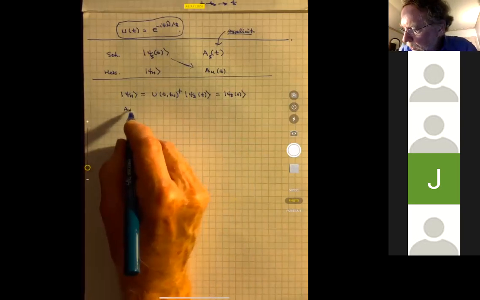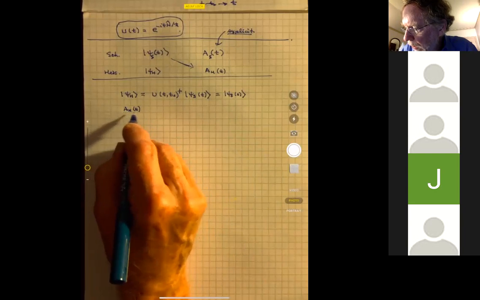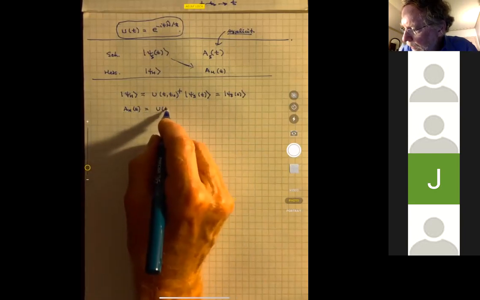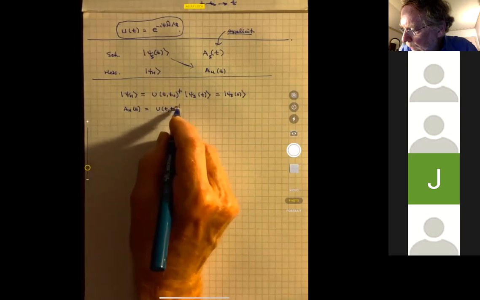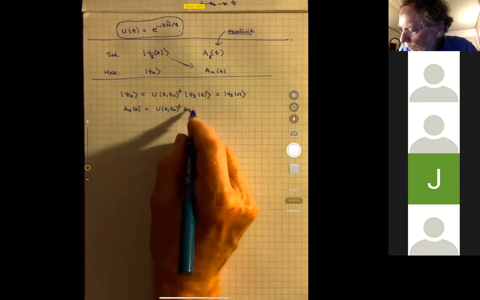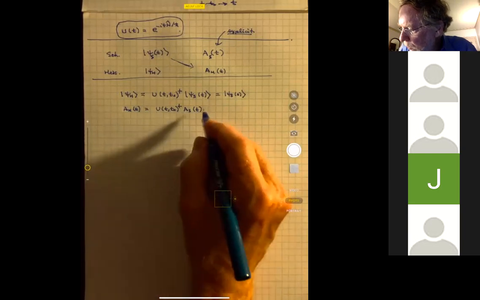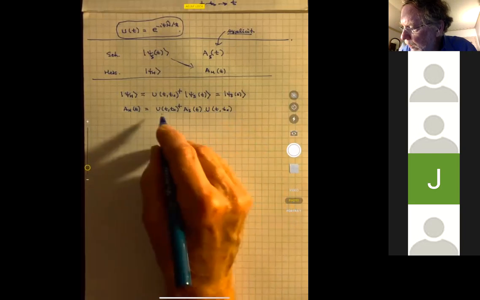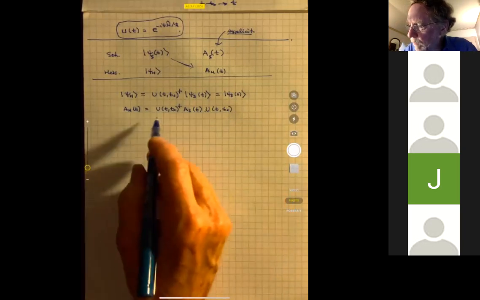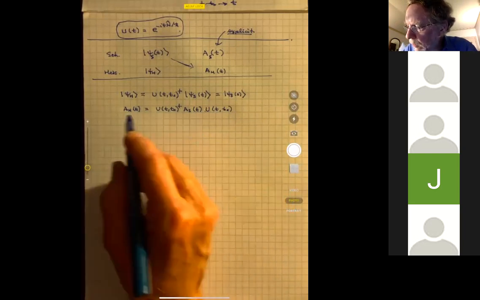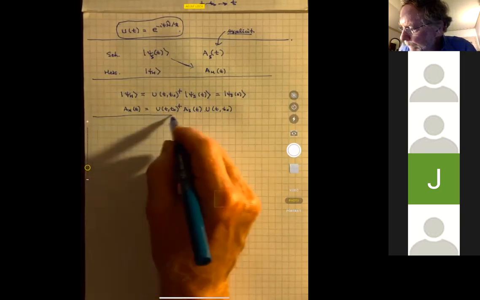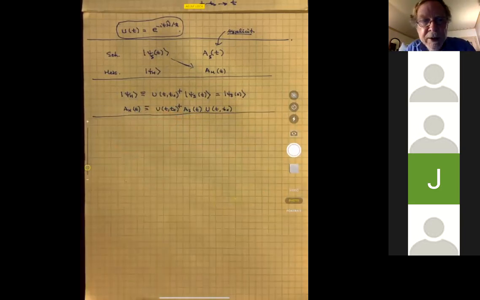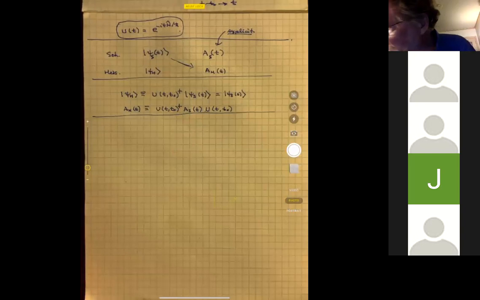Operators in the Heisenberg picture, on the other hand, the operator in the Heisenberg picture is given by our U operator, U(t, t0) dagger, applied to the Schrödinger operator, which may have a time dependence, even though usually it doesn't, and then a U(t, t0) on the other side. So it's conjugated by U, basically. That's what the U operator does, it converts from the Schrödinger into the Heisenberg picture. Now, these are just definitions of the operators in the two pictures.